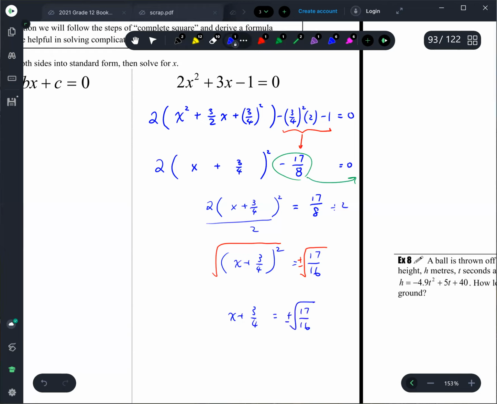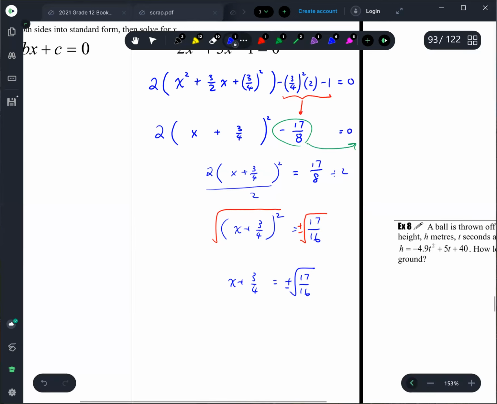Hang on. Minus 17 over... hang on. So then it's square root 17 over square root 16, which is square root 17 over 4. Okay, so 3 over 4 equals plus minus root 17 over 4.